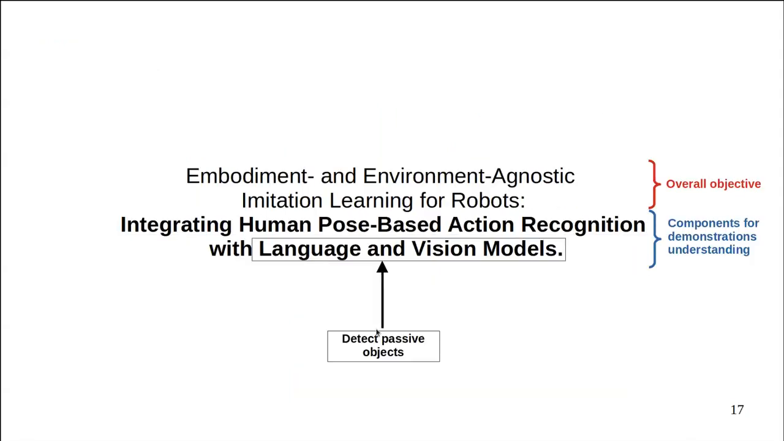To detect the passive objects, we will leverage tools called language and vision models. And to understand what the active objects are doing with these passive objects, we will use human pose estimation for action recognition.